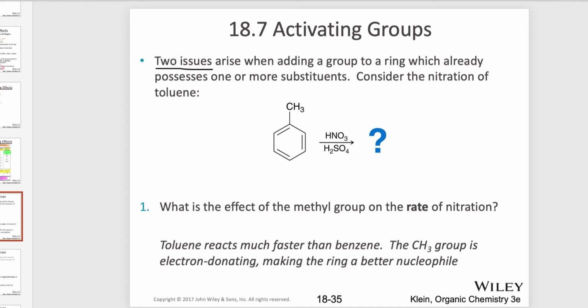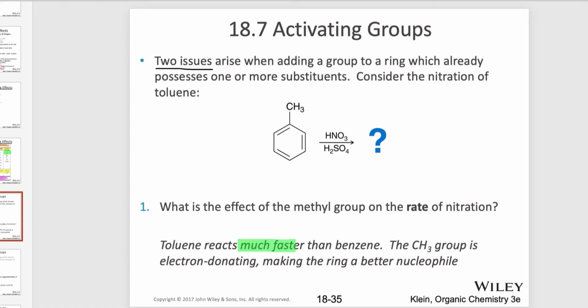So what is the effect of the methyl group on the rate of the nitration? We know that toluene actually reacts much faster than benzene. And that was kind of the conundrum, the challenge with Friedel-Crafts alkylation reactions, that once you have a group on there and you're trying to introduce more, you can get polyalkylation.